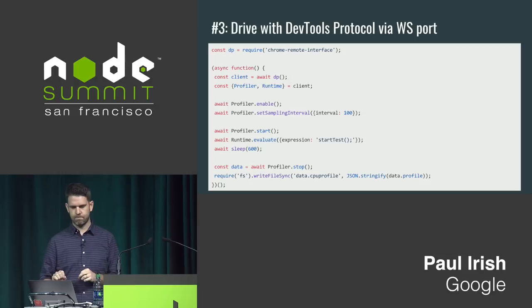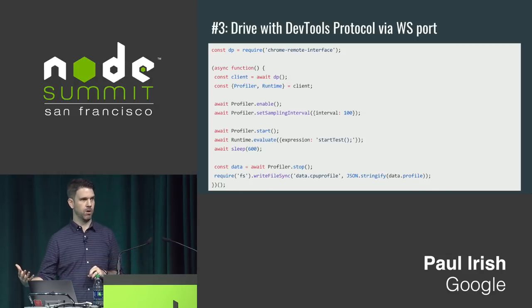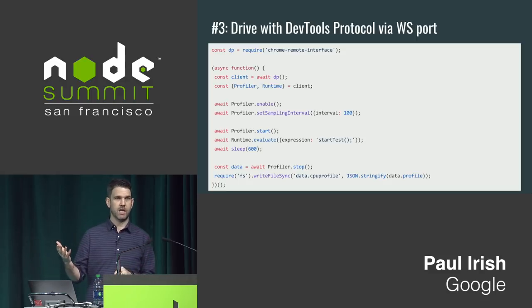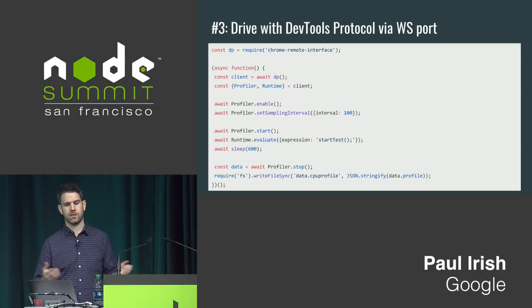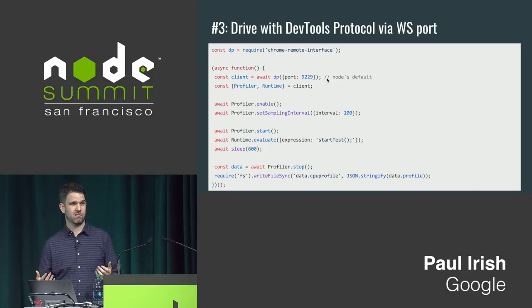It's pretty great. Now, another approach is via the DevTools protocol. As you saw, there's this WebSocket port, and that just speaks JSON RPC with the DevTools protocol. What we're looking at is a script that attaches to Chrome or Chrome headless and just captures a JavaScript profile automatically. If we wanted to take this script and have it run against Node instead, we just change the port to connect to Node's debugging port. Otherwise, the rest of it works.